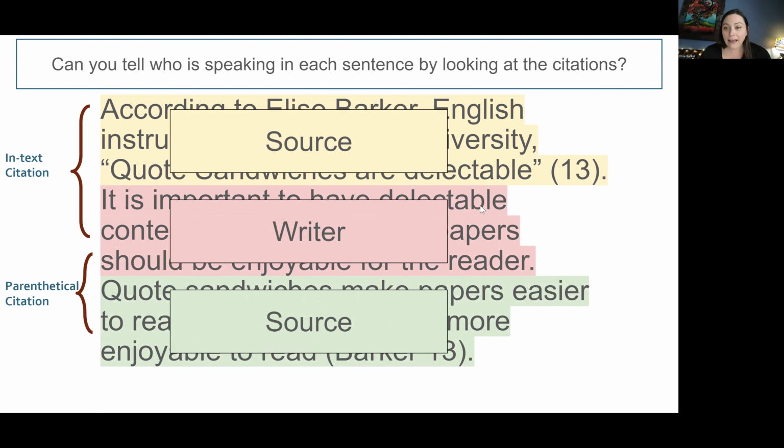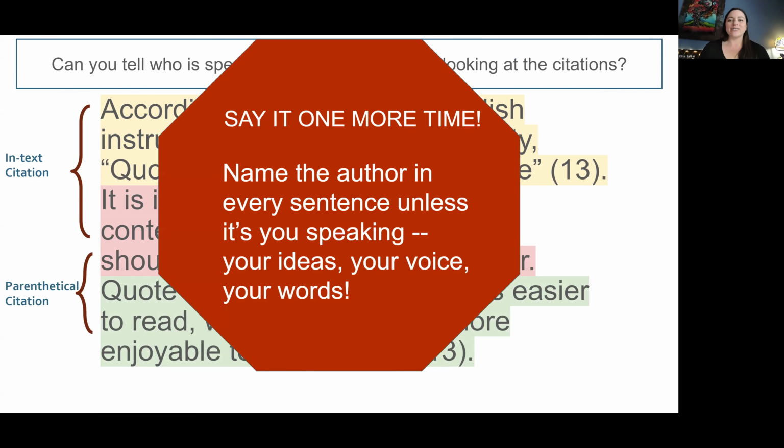If you don't have any kind of citation, whether in text or parenthetical, I'm going to assume that it's your own idea. And that's every sentence. You need to make some sort of reference to the sources that you're using, unless it's your own voice. So name the author in every sentence unless it's you speaking. If it's your own idea, if it's your voice, if it's your words, don't worry about it. But if it's someone else's, worry about it.